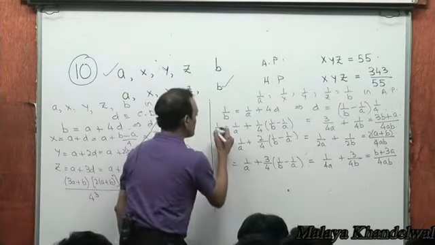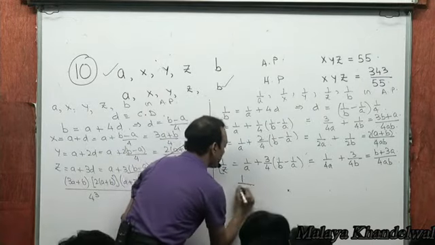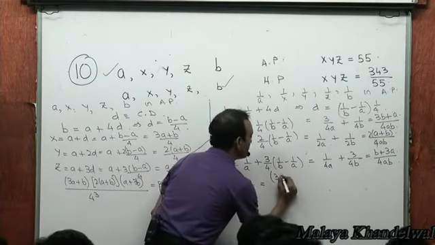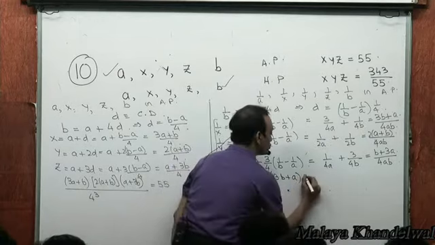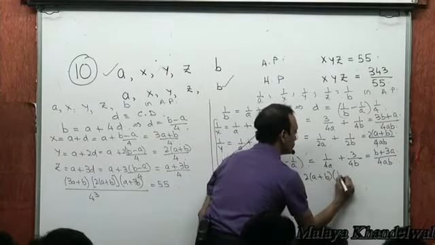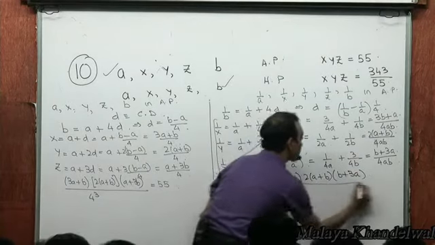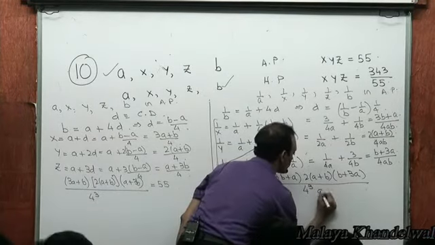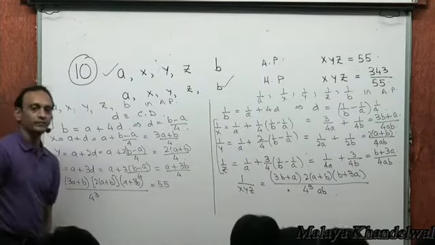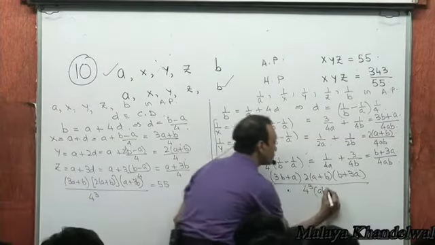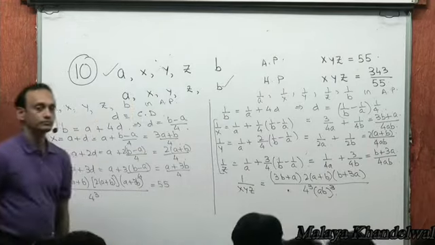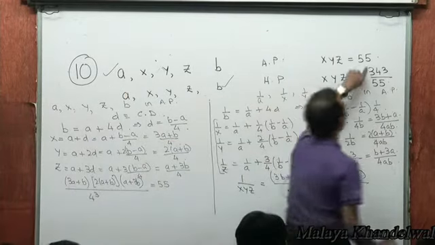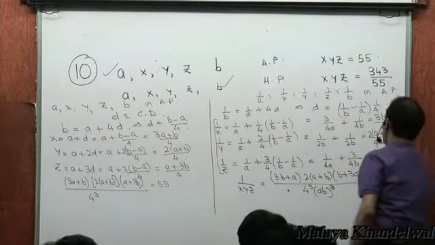Now 1 by xyz, from this, 1 by xyz is what? (3b plus a) into twice (a plus b) into (b plus 3a) by 4 cubed ab cubed, right? And 1 by xyz is 55 by 343. In this case, 55 by 343.